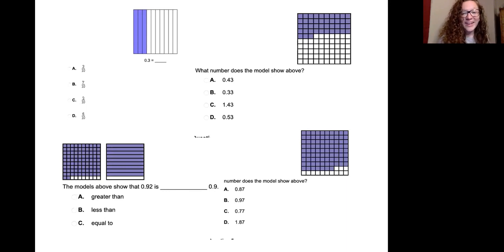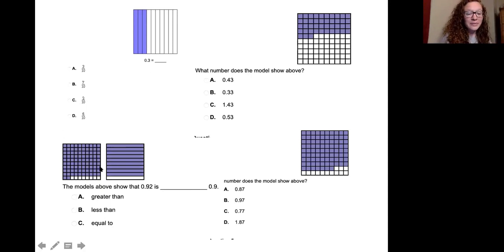That would be A. So I've got 43 hundredths. I have 4 tens, 4 ten long sticks colored in, and then I have 3 left over. So it would look like 43 A right here. The trickster would probably be C, but I don't have a whole. If I had a whole square colored in and this one, then that would be 1 and 43 hundredths.